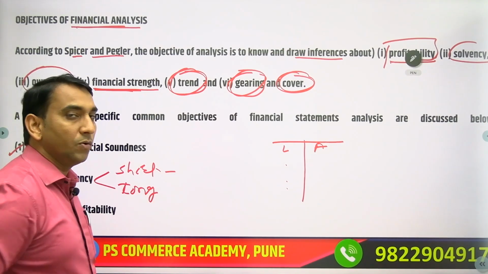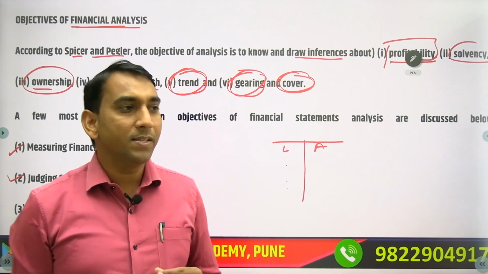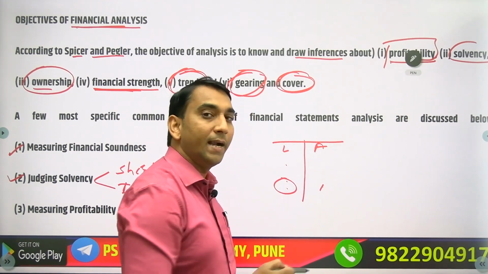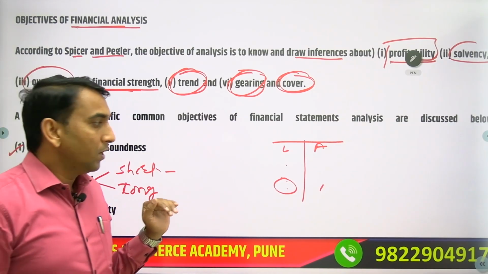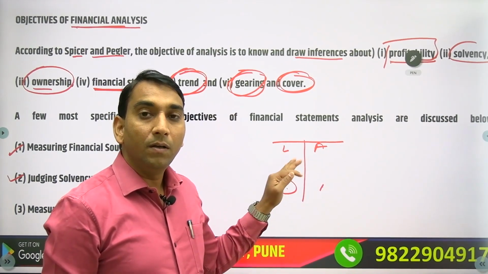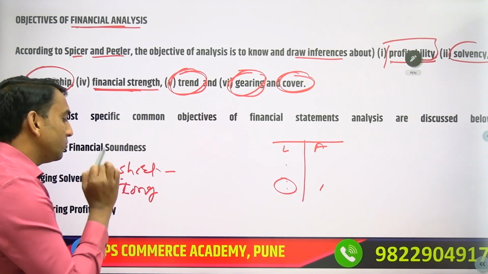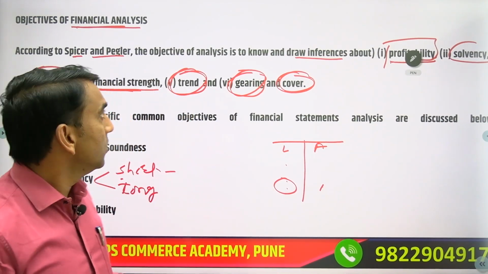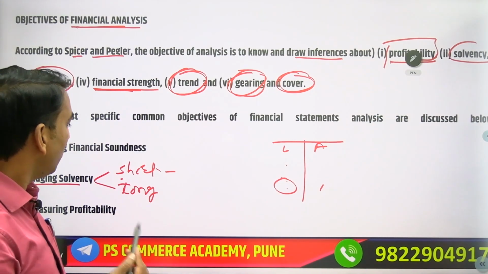So in short term solvency, what we check is whether, to pay the current liabilities in the balance sheet, the business has sufficient current assets or not. Then long term solvency, whatever the long term liabilities are there in the balance sheet, to pay those liabilities, whether the business has sufficient non-current assets or not, that is nothing but the long term solvency. So to check that solvency, we have different ratios actually. With the help of those ratios, we are judging the solvency of the business, that is short term solvency and long term solvency.